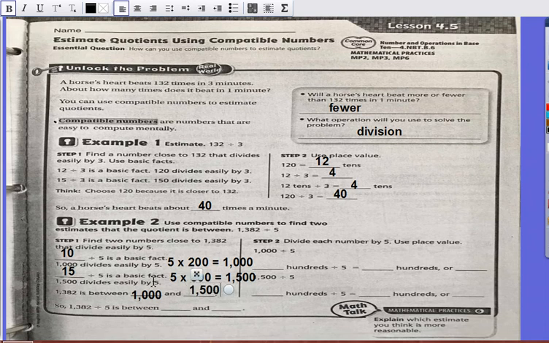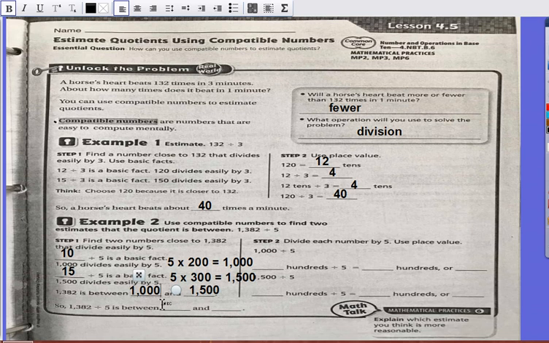Okay, so remember, the problem was 1,382 divided by 5. So I used that 5. I used multiplication. I knew 5 times 200 was 1,000, so that's probably a good place to start. And then I went 5 times 300 was 1,500, so I know that this number has to be somewhere in between here to get to the right answer here.